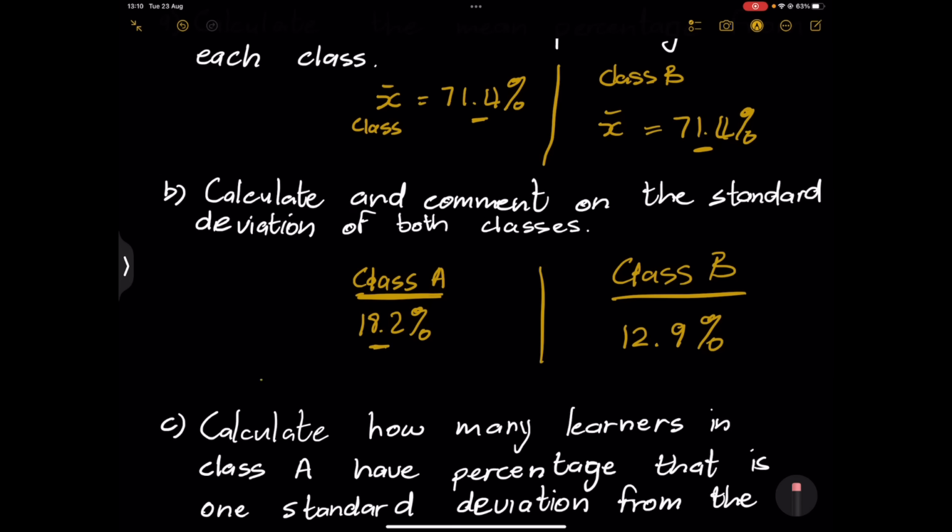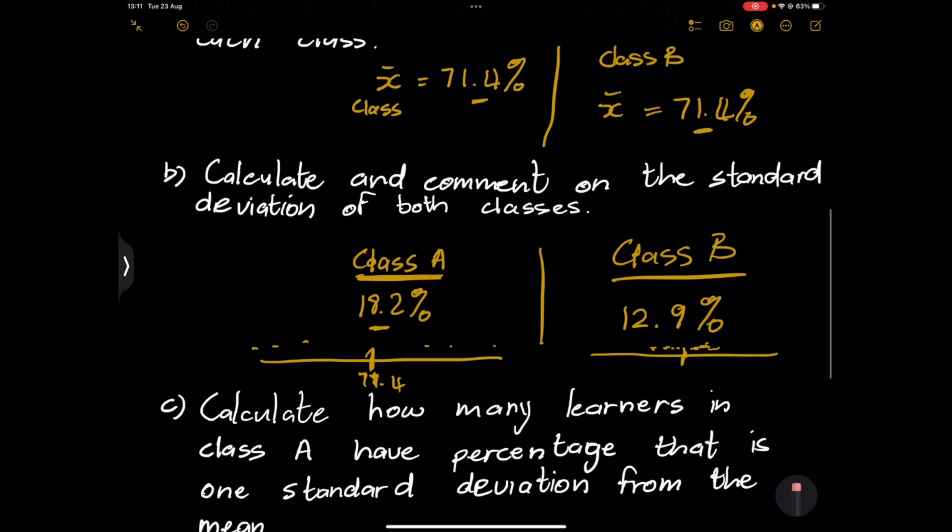It means that in this case, if this was the mean for the class, 71.4, and the standard deviation 18.2%, you've got quite a number of data values that are somewhat far from that mean. Whereas when you look at class B, it means your data points are more or less concentrated around your mean. That's why you've got a smaller standard deviation over there.